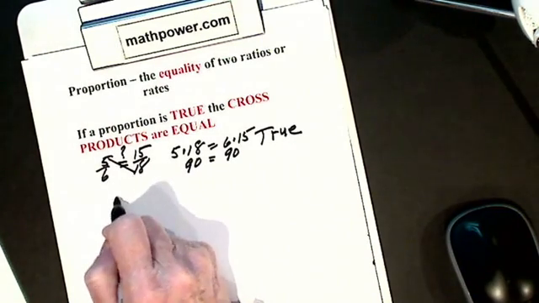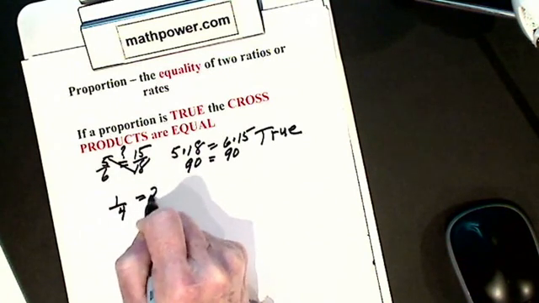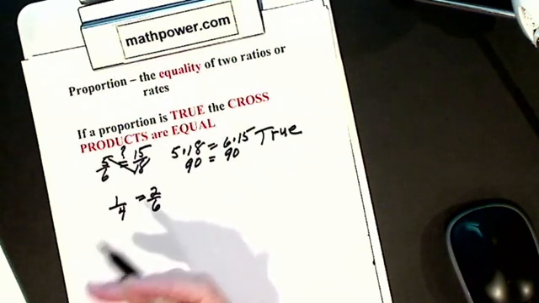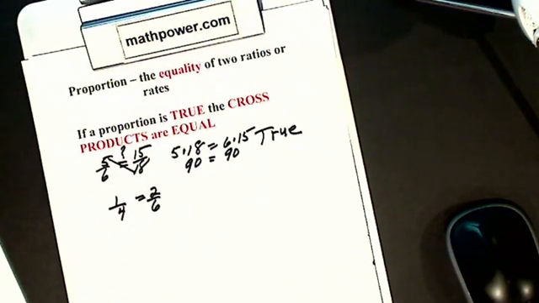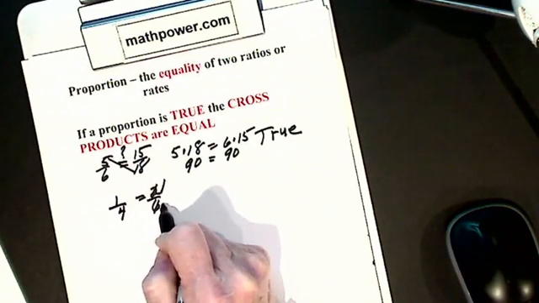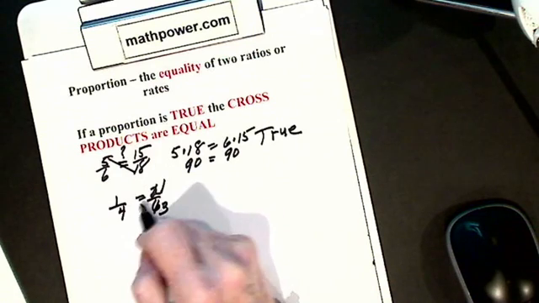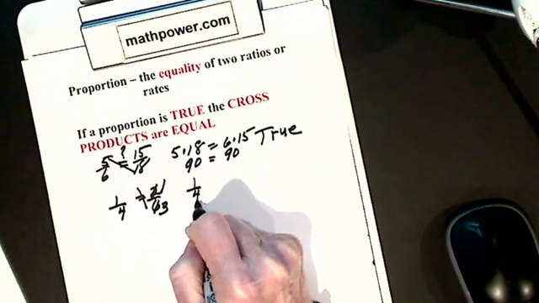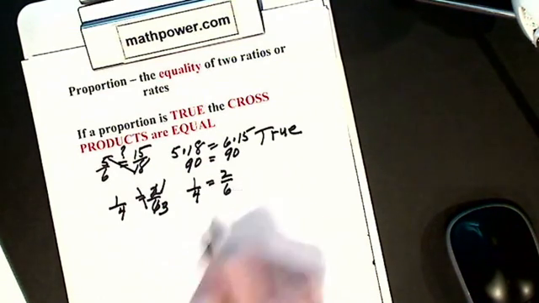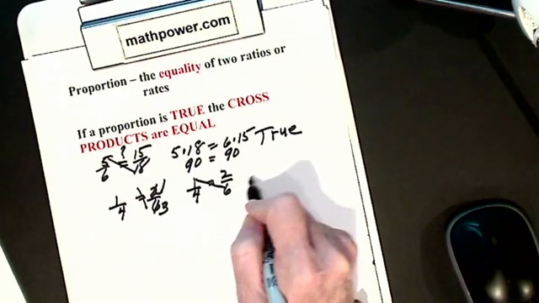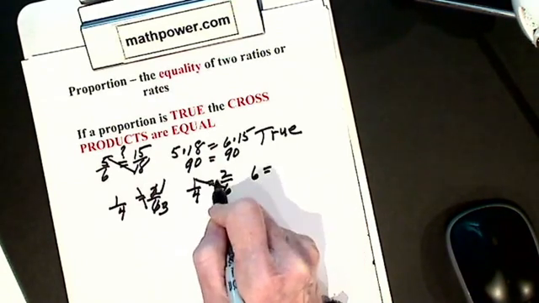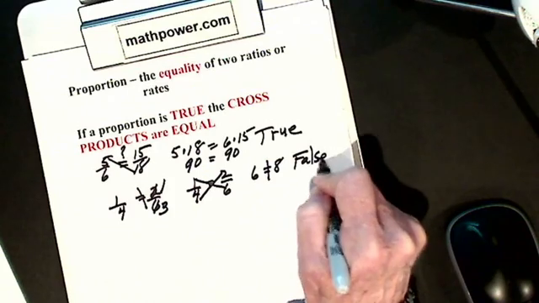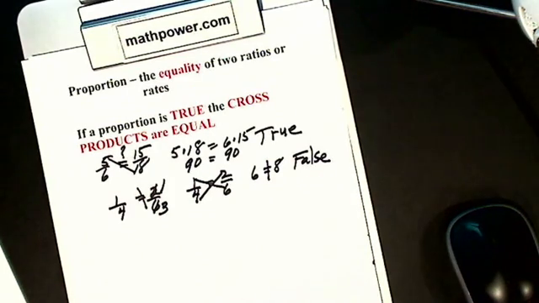We'll try another one. What if I have 1/4 equals 2/6? I want to know if that's a true proportion. I could just simplify the fraction and say 2 into 2, 1, 2 into 6 is 3, and 1/4 is not equal to 1/3. Or I could do it by cross products. 1/4 equals 2/6. If I multiply my cross products, I get 1 times 6 is 6. 2 times 4 is 8. That's not true. So this is false. It's not a true proportion.